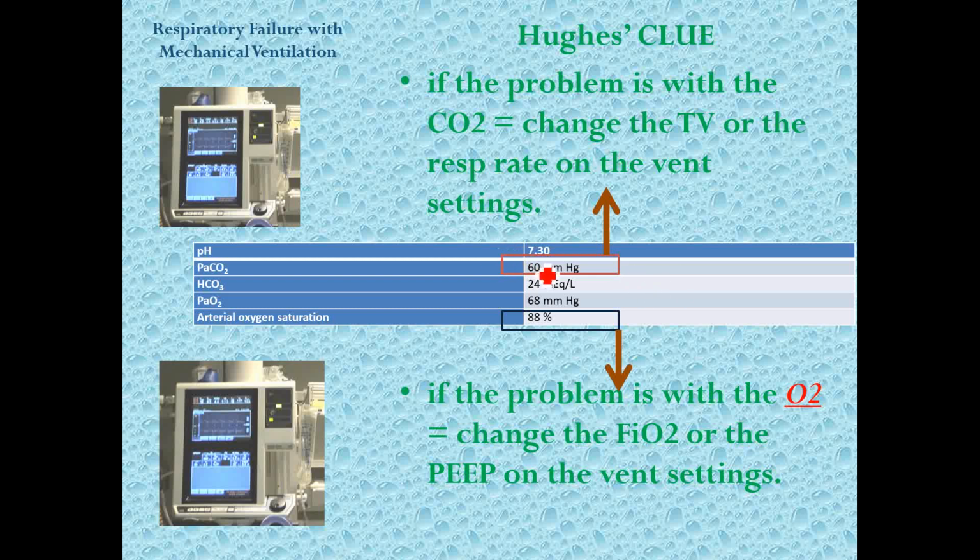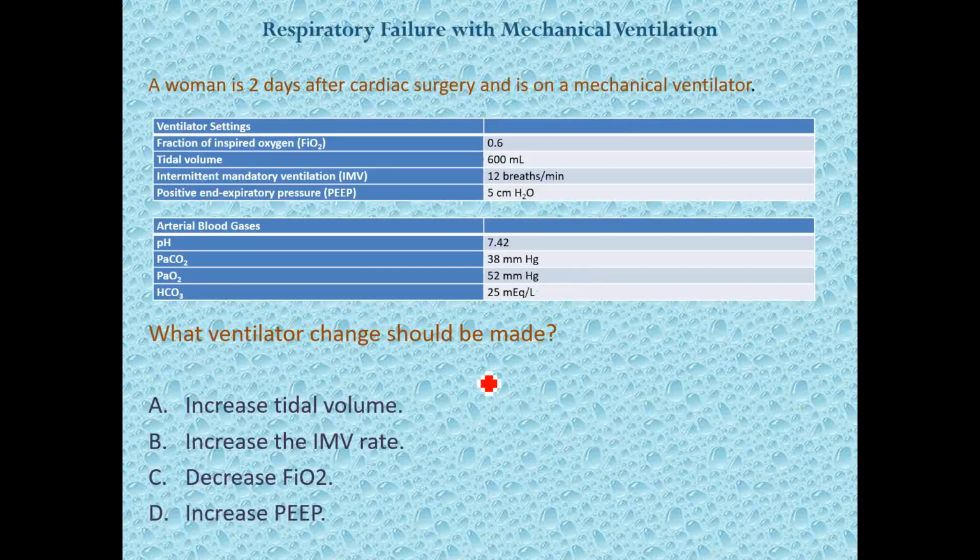Now, I know that this is not the ABG that you just dealt with, but all I did is make the point. If the change should be made with a CO2 problem, then change the tidal volume or the rate. You're going to have to figure out whether you should increase or decrease the rate or tidal volume. And if the problem is with O2, you need to change the O2. Again, it can work either way, either increase or decrease either of those settings.